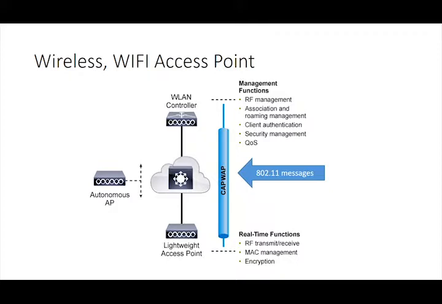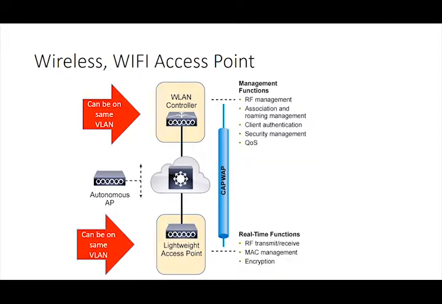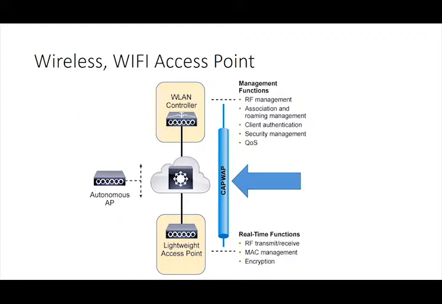The two devices must use a tunneling protocol to carry 802.11 related messages and also client data. The lightweight access point and wireless LAN controller can be located on the same VLAN or IP subnet. However, they can also be located on different IP subnets in different locations. The CAPWAP tunneling protocol provides this service by encapsulating the data between the LWAP and the wireless LAN controller within a new IP packet. The tunneled data can then be switched or routed across the campus network.